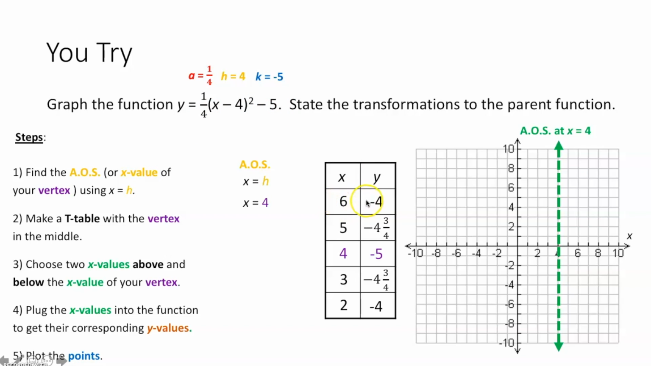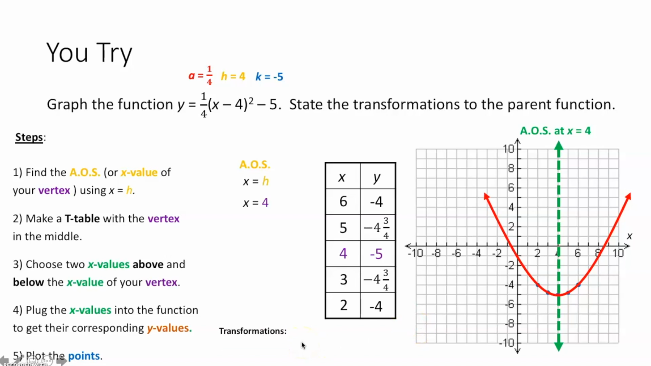So let's plot them. 6, -4: over 6 on the x-axis, down -4 on the y-axis, put a point. 5, -4 and 3/4: over 5 on the x-axis, down -4 and 3/4, so almost to -5, we put a point. 4, -5: over 4 on the x-axis, down -5 on the y-axis, put a point. 3, -4 and 3/4: over 3 on the x-axis, down -4 and 3/4, so very close to -5 on the y-axis, put a point. And then 2, -4: over 2 on the x-axis, down -4 on the y-axis, put a point. Draw a parabola going through those.